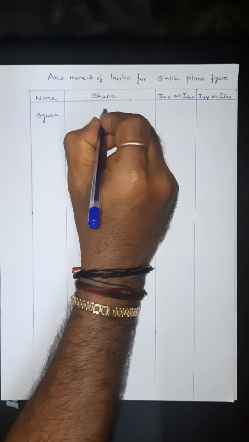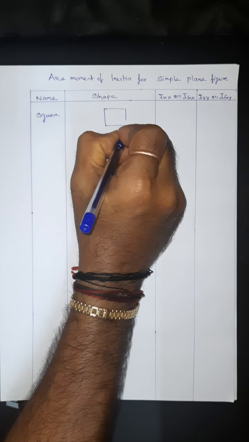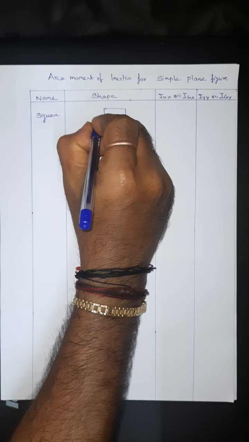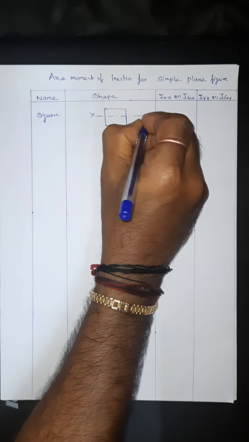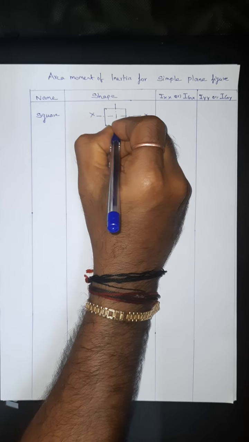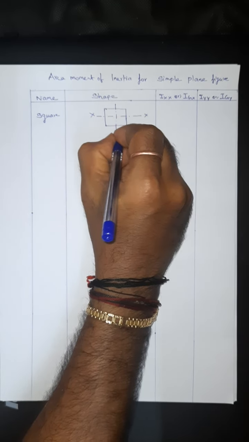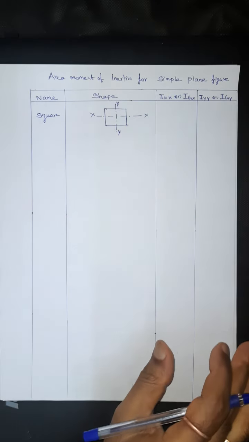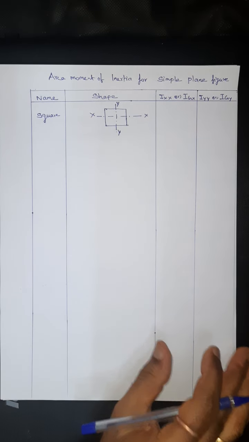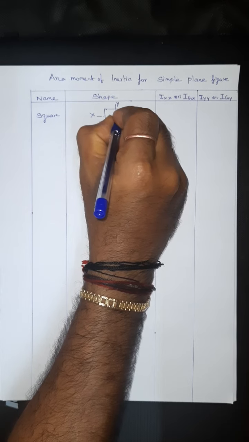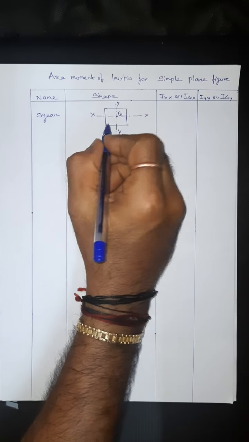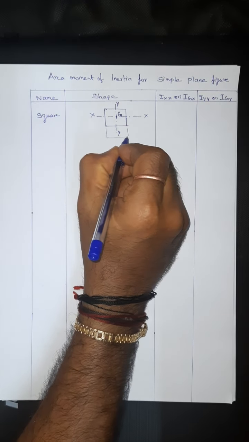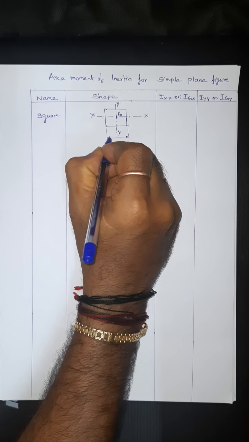So square, if I just draw, this is a square. Its centroidal axes are XX and YY. This is the centroidal axis. And the intersection point is G, that is the center of gravity. And its size can be mentioned as A.